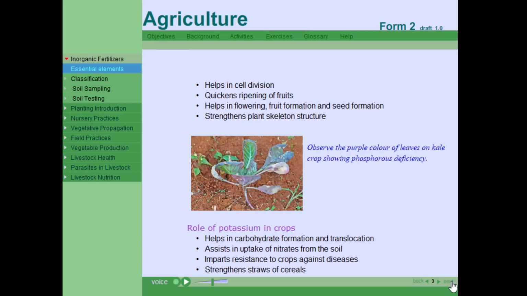Role of phosphorus in crops: formation and establishment of roots, helps in metabolic processes, helps in cell division, quickens ripening of fruits, helps in flowering, fruit formation and seed formation, and strengthens plant skeleton structure. Observe the purple color of leaves on kale crop showing phosphorus deficiency.